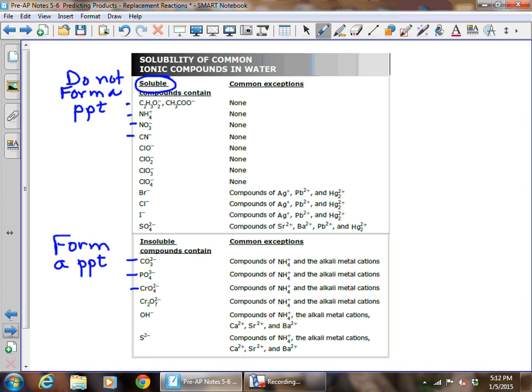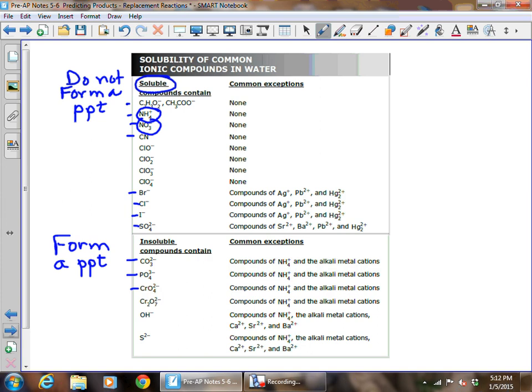Now, there are some exceptions. If you'll notice up at the top, some of the beginning ones, there are no exceptions. If NH4 or NO3 are in a compound, then they are going to be soluble. They are never going to form a precipitate. There are no exceptions. But what if it's bromine or chlorine or iodine or sulfate?